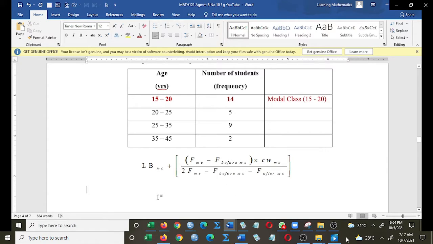So the first one is the lower boundary of the modal class. So here they're using MC for modal class. Modal interval and modal class is the same thing. So I can even use the MI. Can somebody please tell me what is the lower boundary of the modal class? Just for participation.